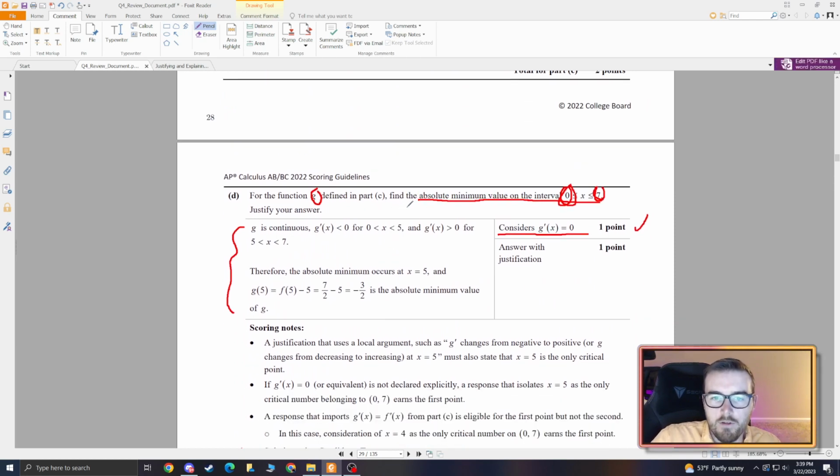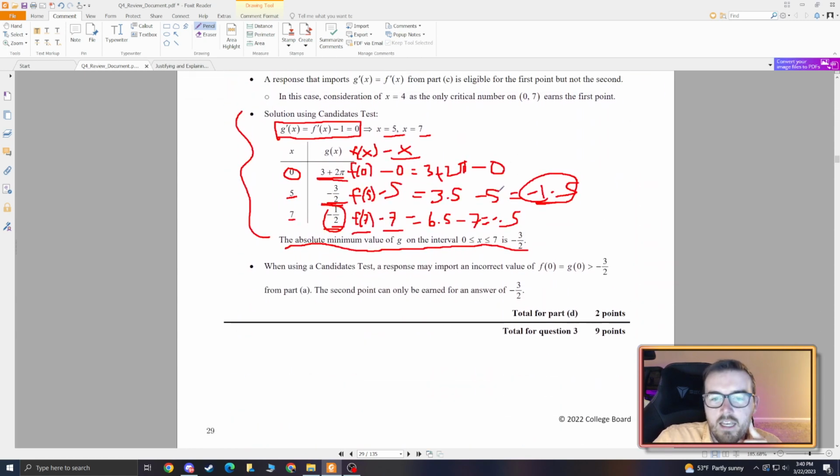I said this in the other video. Just get rid of the word find and turn it into a complete sentence. The absolute minimum value on the interval 0 to 7 is negative 3 halves. You don't have to invent a sentence. Just take their words and take their question and turn it into an answer.